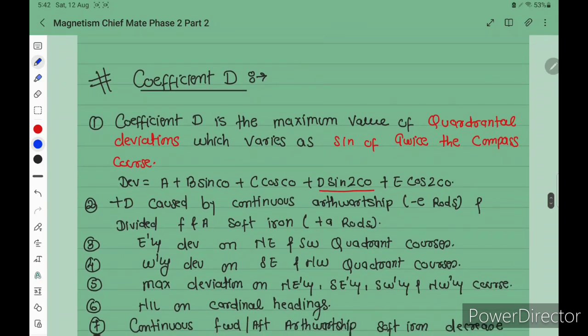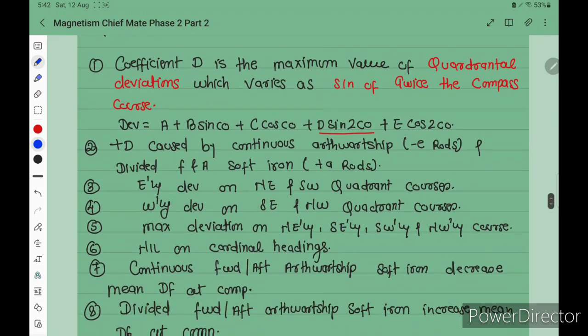Coefficient D is the maximum value of quadrantal deviation, which varies as the sine of twice the compass course. So coefficient D is the sine of twice the compass course quadrantal deviation, and coefficient E is the cosine quadrantal deviation. If you see the formula, deviation is equal to A plus B sin compass course plus C cos compass course plus D sin 2 compass course plus E cos 2 compass course. So D sin 2 course is caused by continuous athwartship minus E rods and divided fore and aft soft iron plus A rods.